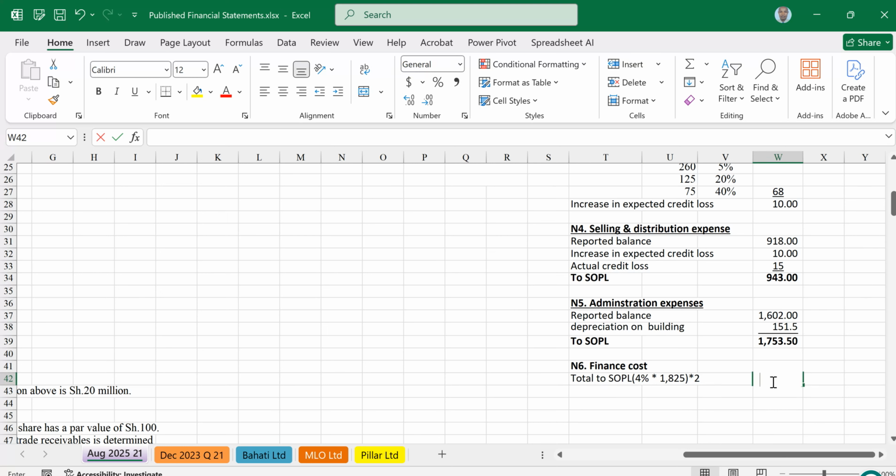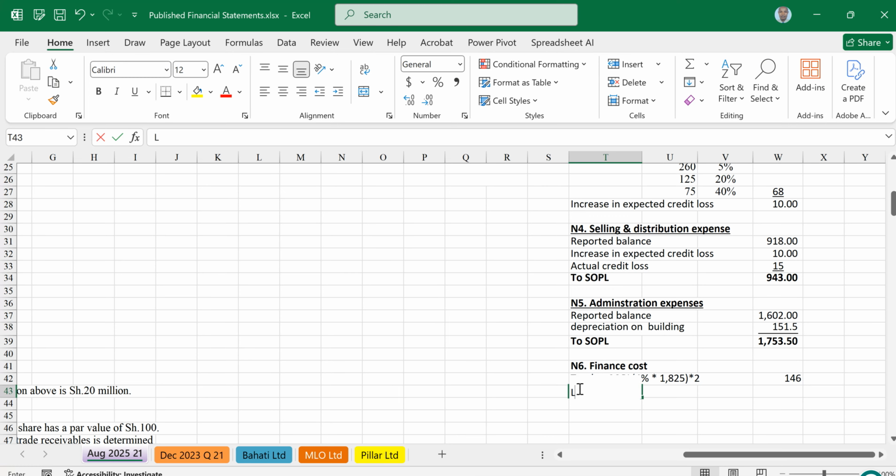So that would be 4% times 1,825. Put that in bracket, then times 2 periods. That is 2 periods. I did not start with an equal sign, so no answer. So start that with an equal sign. So equal sign bracket, 4% times the amount of the loan times 2 periods gives you 146.